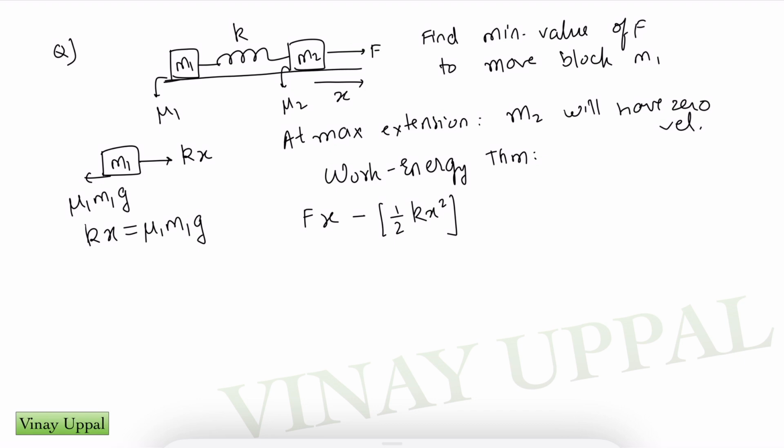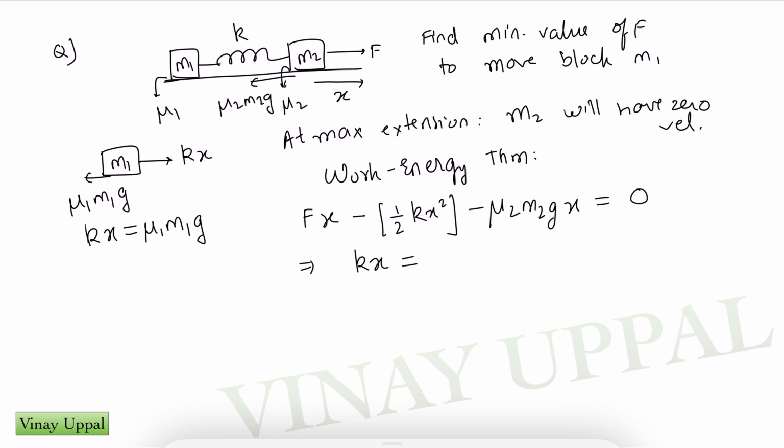What about the work done by friction? The friction force is acting to the left, of mu2 m2g. So minus mu2 m2g times x. And the initial system was at rest. Finally also M2 will be at rest, and therefore the change in kinetic energy is 0. So I've just written the work done by force, spring and friction is equal to change in kinetic energy, which is 0. And thus we get the value of Kx from here.